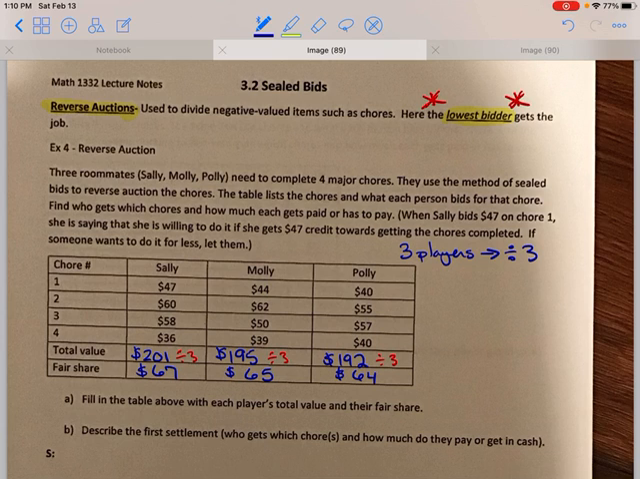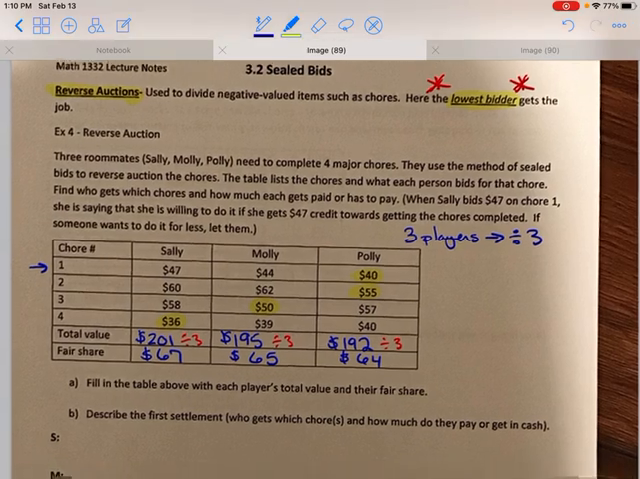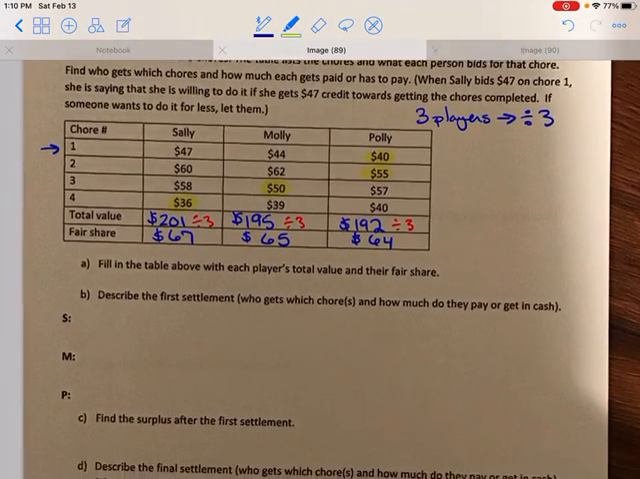All right, now we give away the chores, but remember we go to the lowest bidder. For the first chore, it looks like Polly's going to do that for $40. The second one, Polly's also the lowest bidder at $55. The third chore, $50 is the lowest bid. And the last one, $36 is the lowest bid. So, big difference: a reverse auction always goes to the lowest bidder.